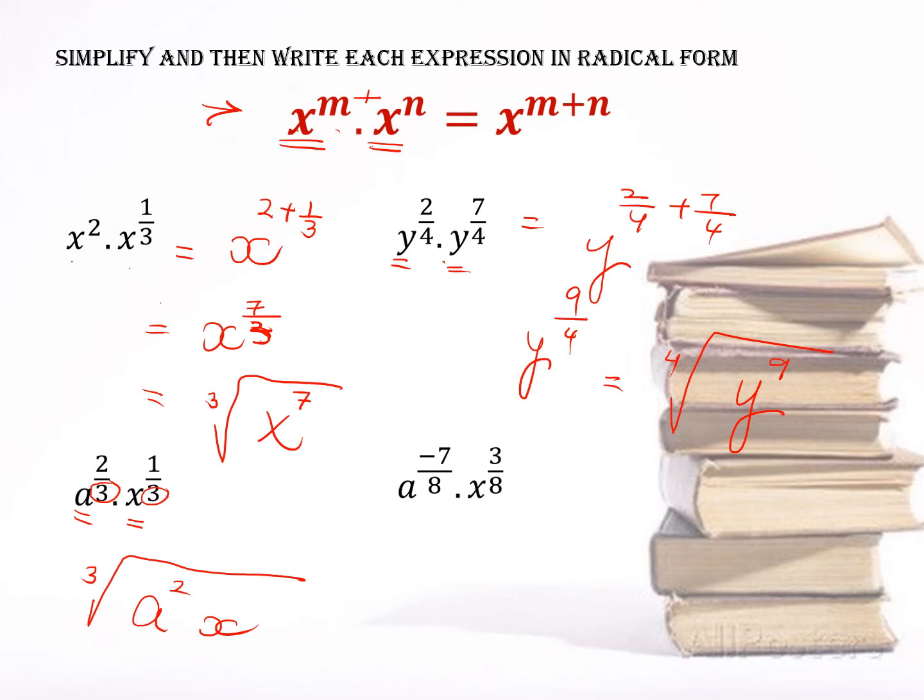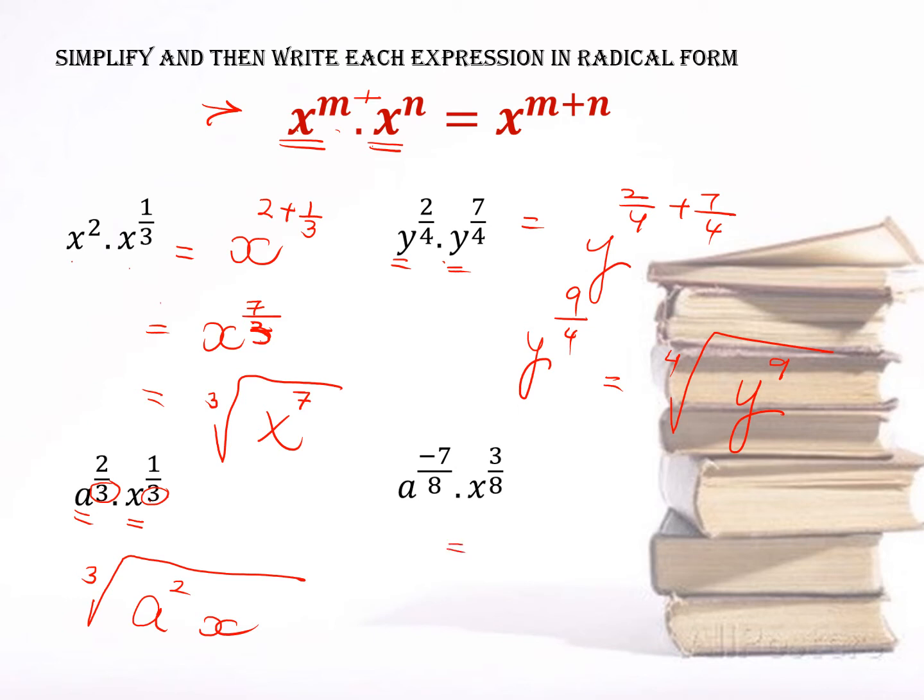So make sure that the bases are same. If the bases are same, you will add the powers. If the bases are not same, you will write them as they are. Since the denominators are the same and the denominators go as an index, they have a common index. So you write the 3 as an index and inside you write a square times x. Now let's check here also.